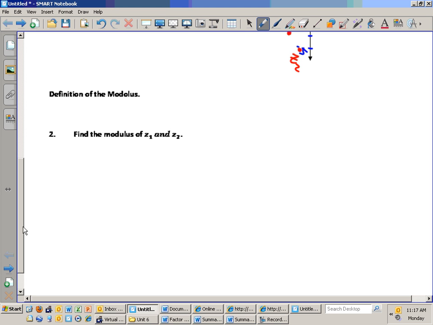Modulus. Modulus is a new word. I don't even know if I'm pronouncing that correctly. I think it's modulus, okay? Modulus is this, the absolute value.